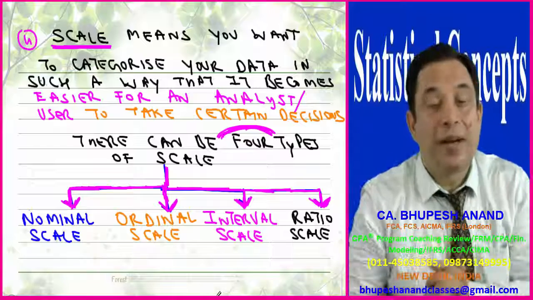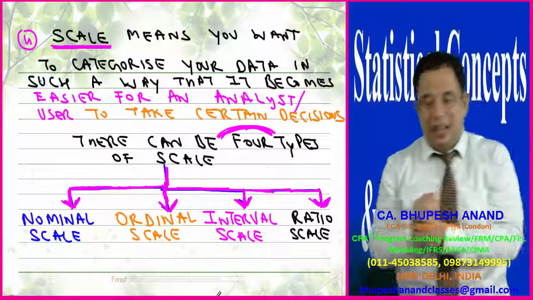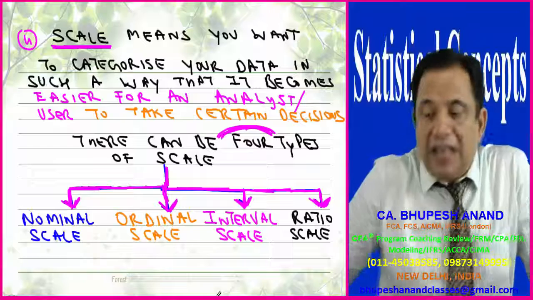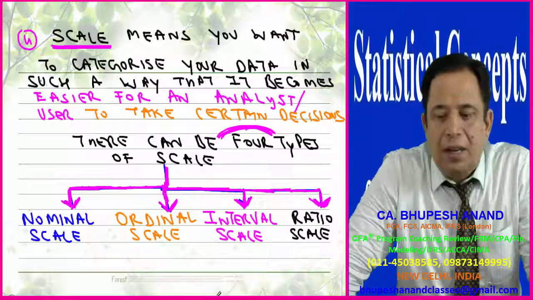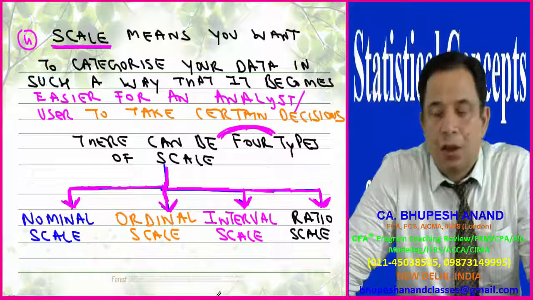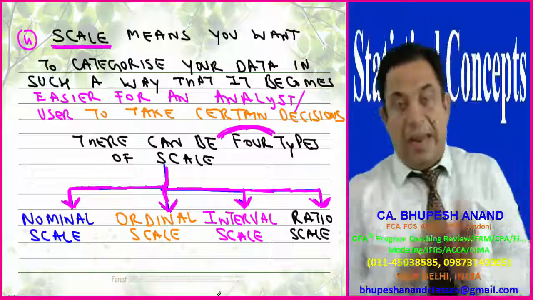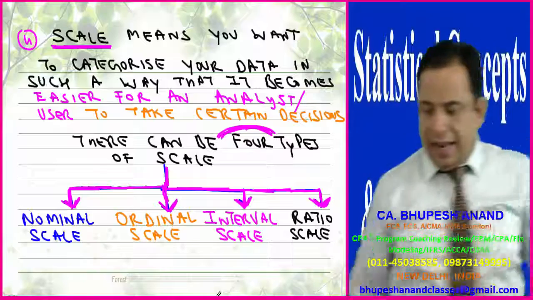Please write on 4th point, my dear friends. Scale. When I say scale, it means you want to categorize your data in such a way that it becomes easier for an analyst, for a user to take certain decisions. So 4 types of scales: nominal, ordinal, interval, and ratio.